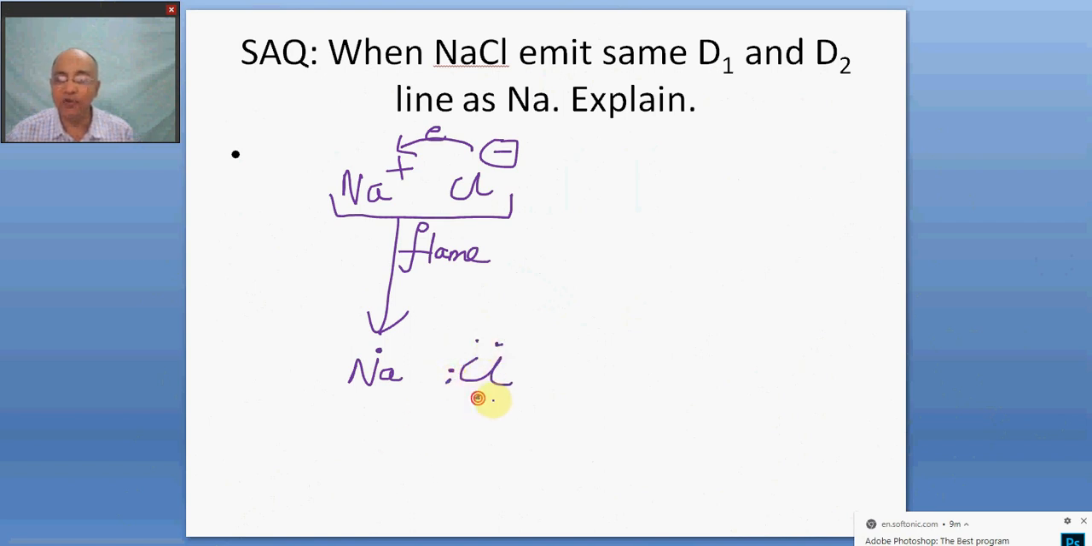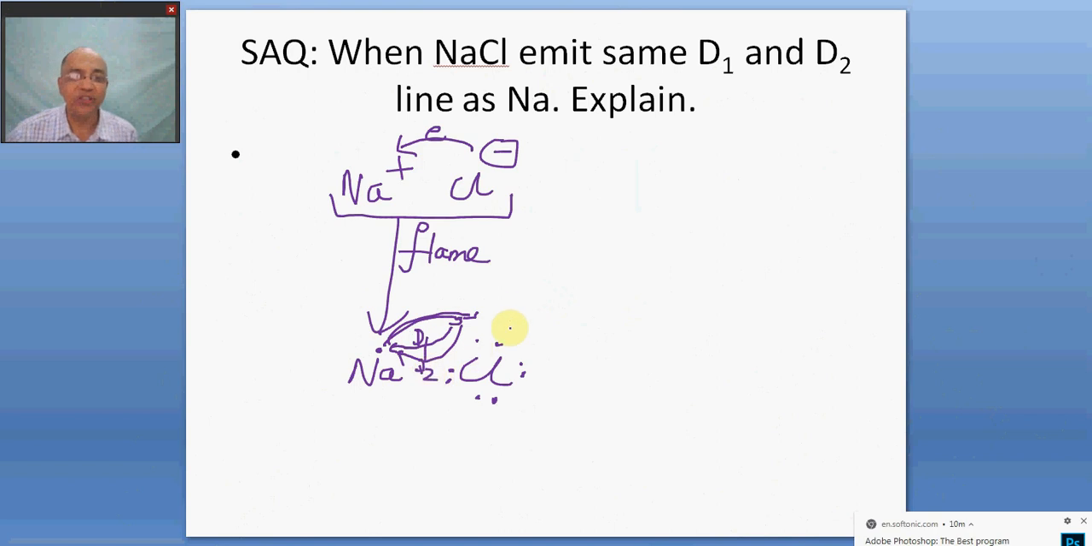The extra electron was now given back. So you forget about this. Now sodium atom is present. So in the flame there are no ions. The ionic bond is all broken. It is converted to atoms, and then this will be promoted to 2 different higher energy levels, and when they return back to the same ground state, they will give you D1 and D2 lines.